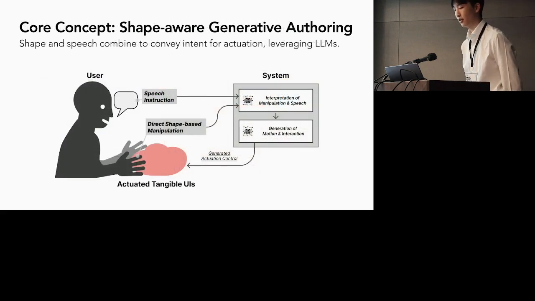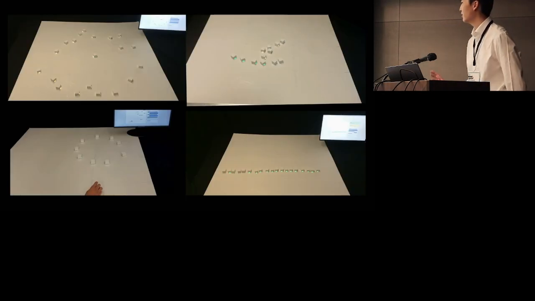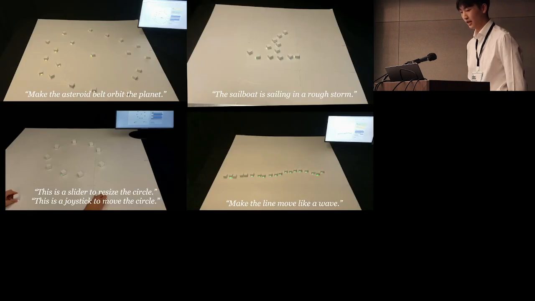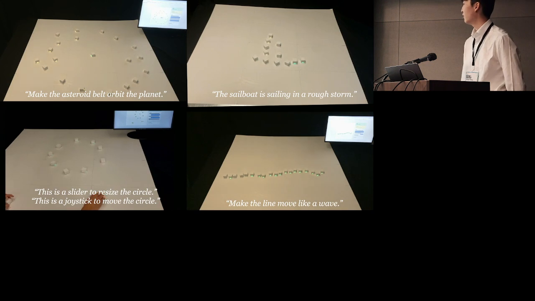This leads to our core concept, which we define as shape-aware generative authoring. The core idea is that shape and speech are used in conjunction to convey intent for actuation, and then an LLM interprets these two input modalities to generate that actuation. We find that when you combine hand shaping and speech, you get really diverse and flexible authoring control.